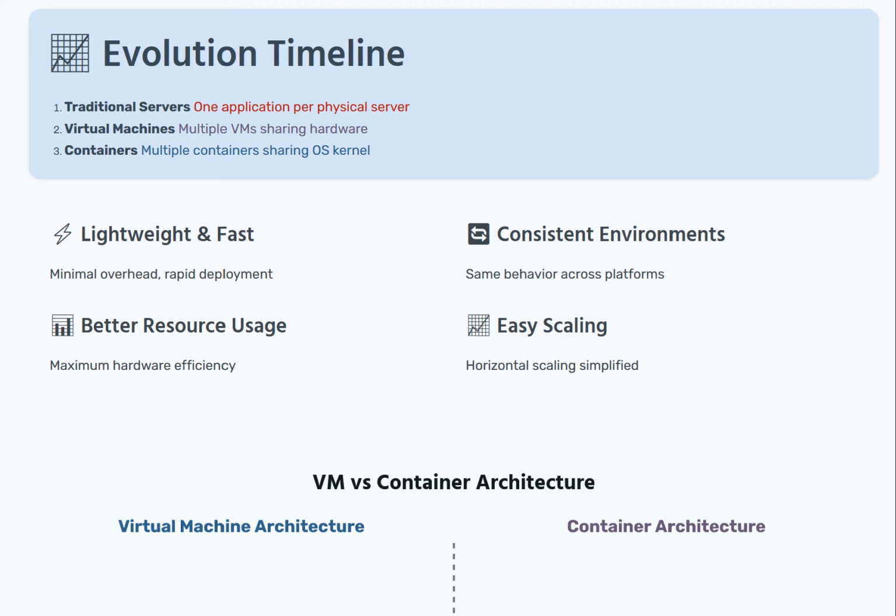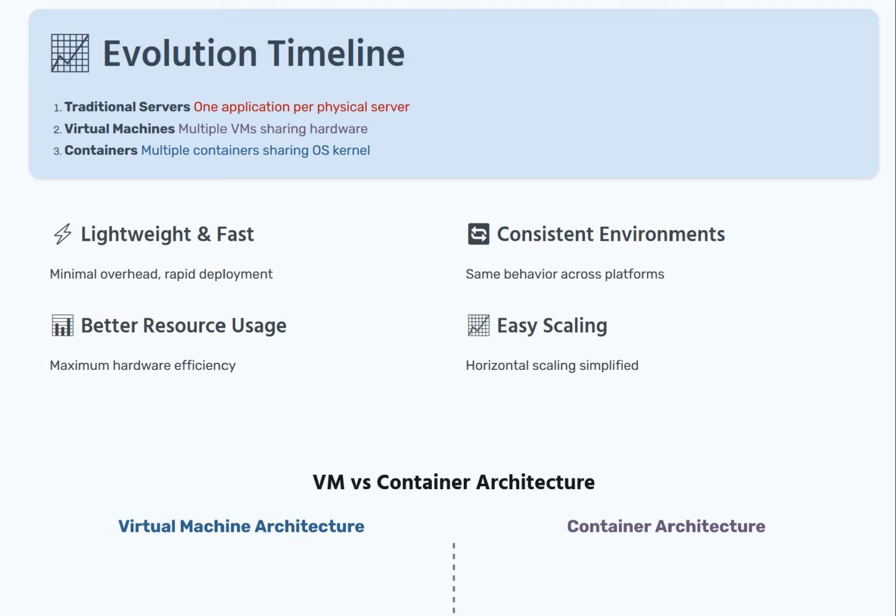So one application per physical server, and then we moved into virtual machines. VMware, Hyper-V, Oracle VirtualBox. So these sorts of things run on bare metal servers. Some, like VMware, are hypervisor type 1, and hypervisor type 2 is a hypervisor running on an operating system like Windows Server, something similar to that. So that is multiple virtual machines sharing physical hardware.